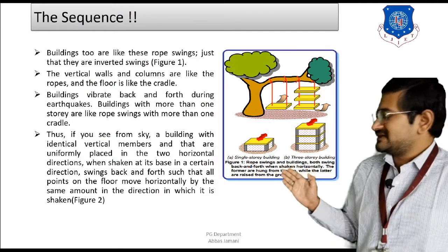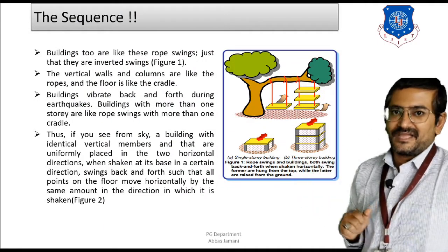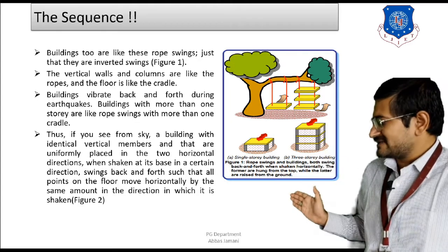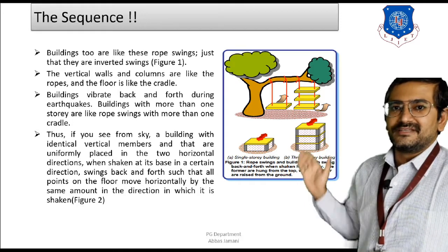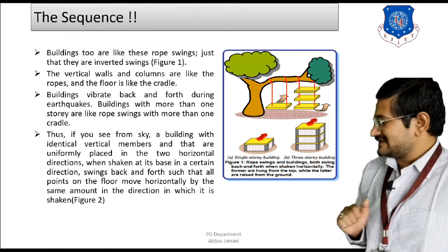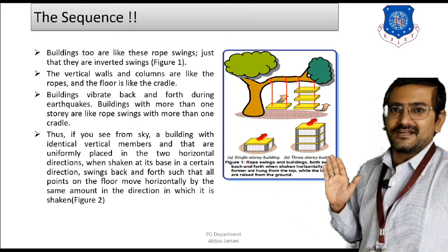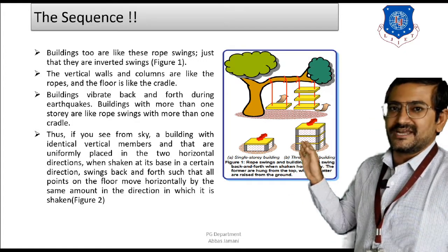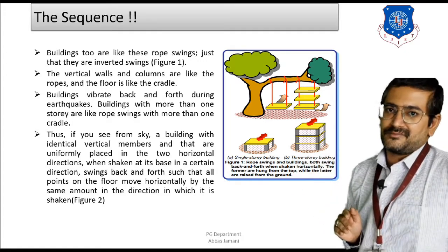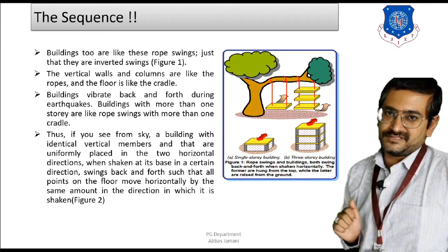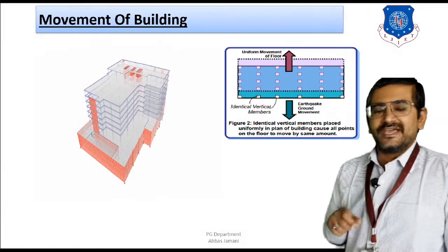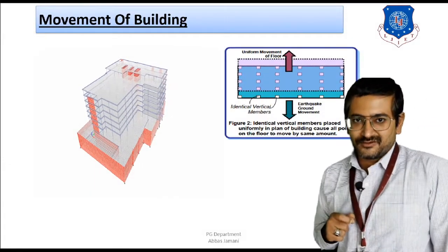The first example is where only a single cradle is there, and in the second example you can see that three cradles are there. If you compare the geometry of this swing with that of the building, then you can compare the example of a single cradle with that of a ground story building, and the example of three cradles with that of a building having a geometry of G plus 2, right?